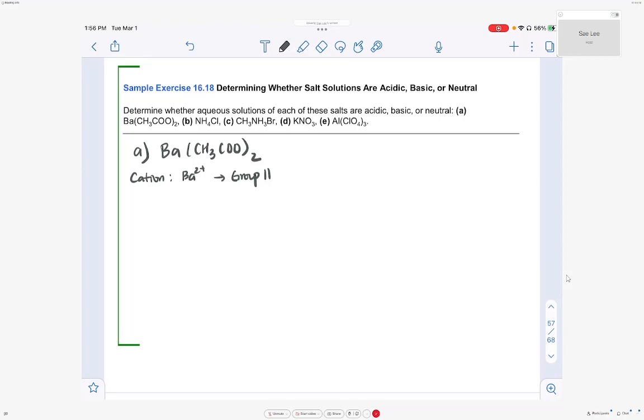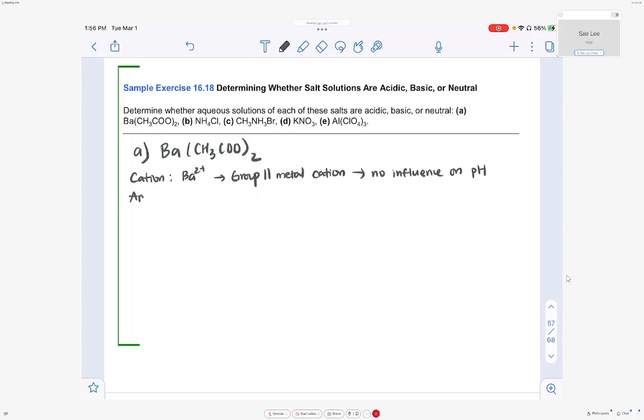Group 2 metal cation. Does group 2 metal cation have any influence on pH? According to the previous slides, no. So no influence on pH.